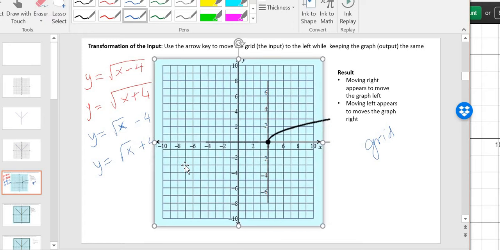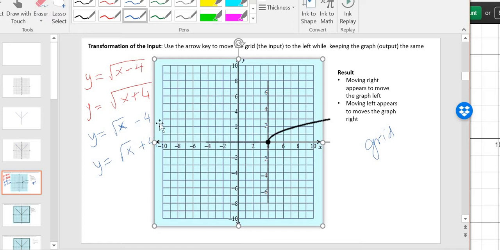moving the grid. So you can see it appears as if the graph, which is sort of stationary all by itself, has now moved 4 units to the right. So by moving the grid to the left, the graph appears to have moved to the right. So effectively, whenever you do an input change like that, this is a change of input 4 units to the right.